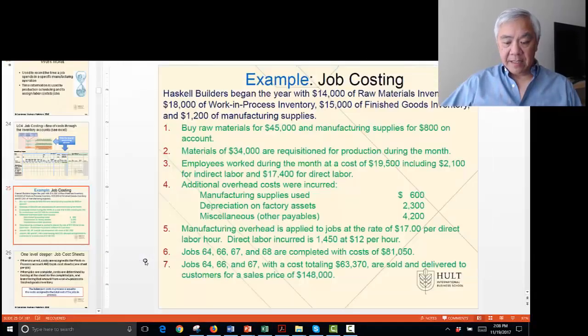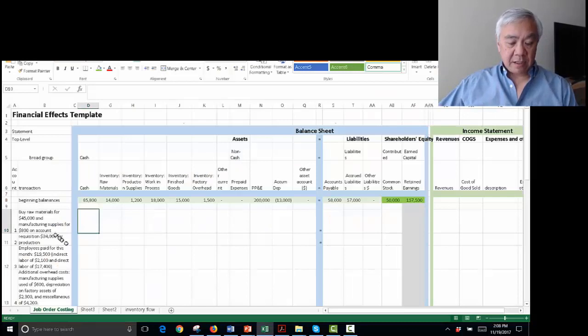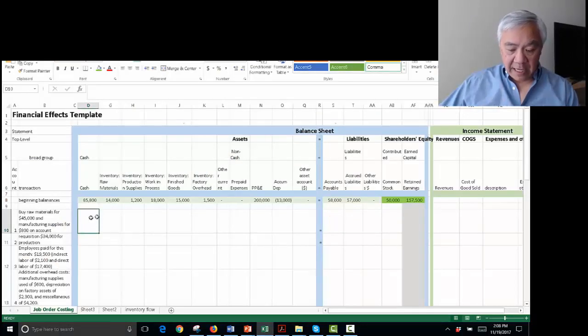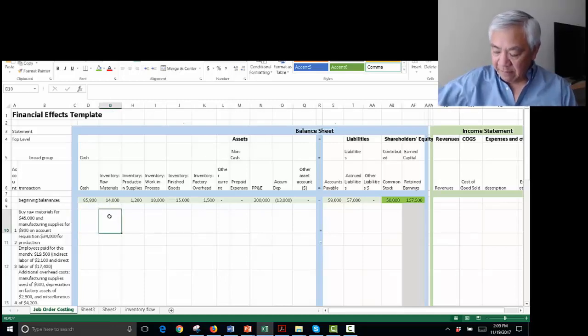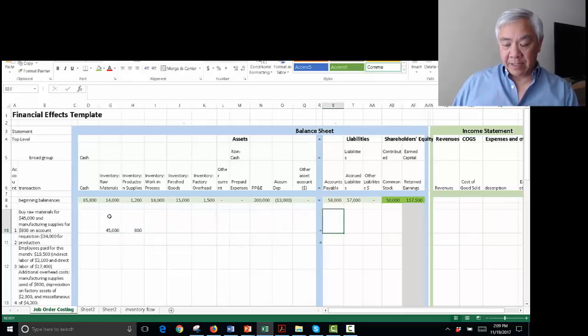The first step is we buy raw materials at 45,000. I've replicated those on the left side here. And so when you buy raw materials on account, it's raw materials here plus 45,000. And then we also bought some manufacturing supplies of 800. So the total is on account, so we didn't pay cash. We owe people, our accounts payable, 45,800.